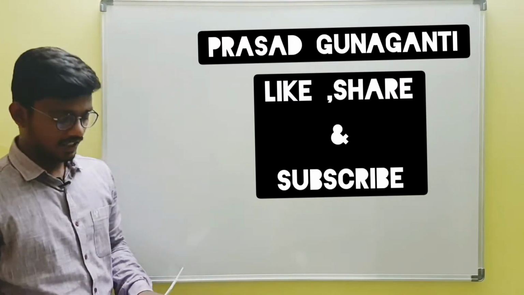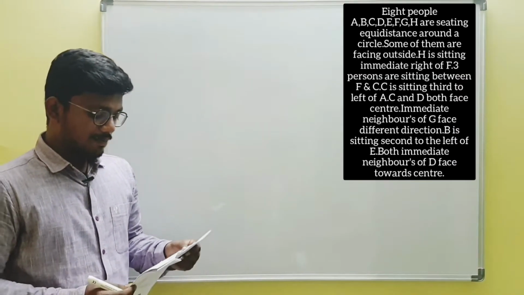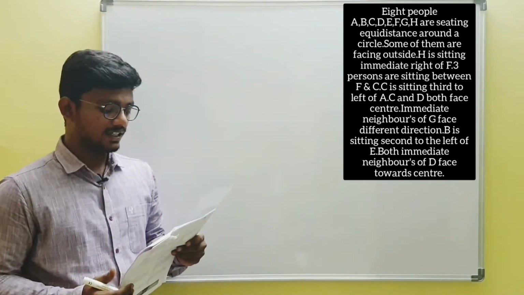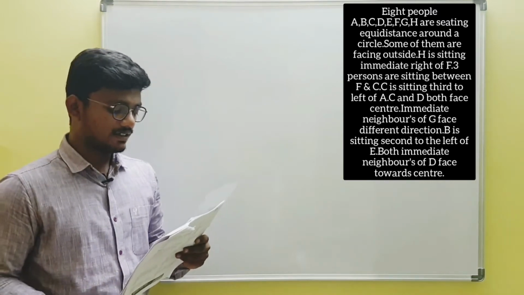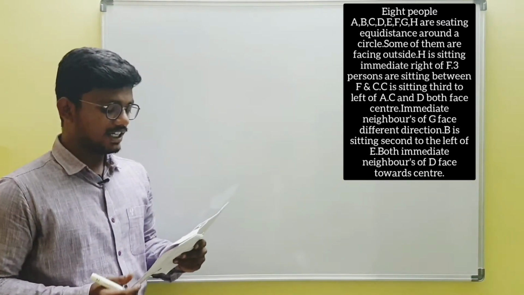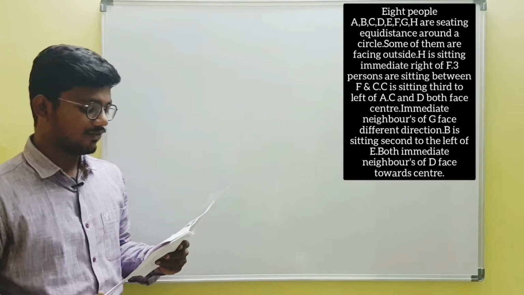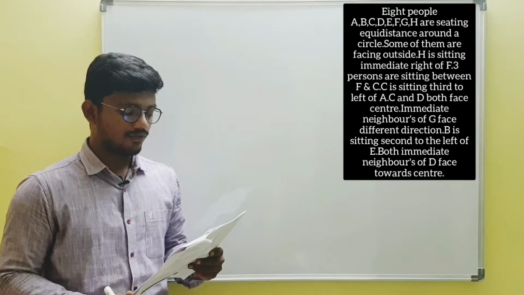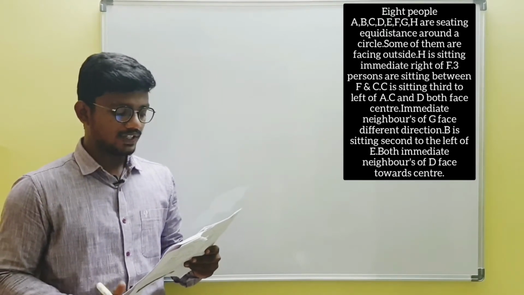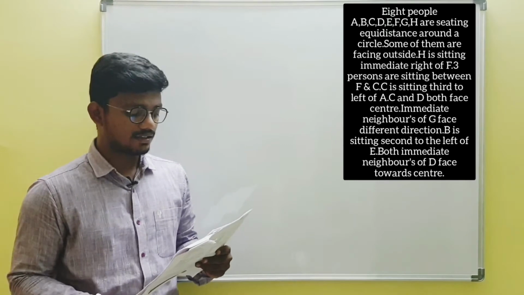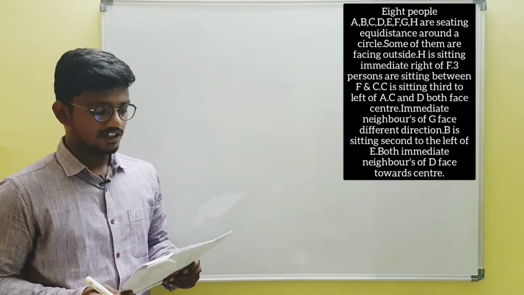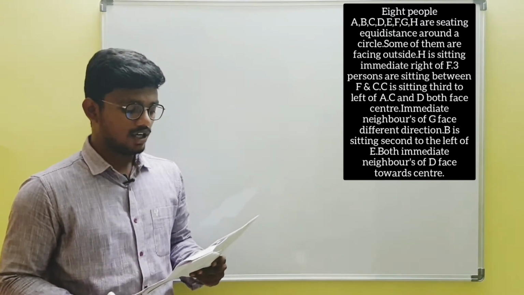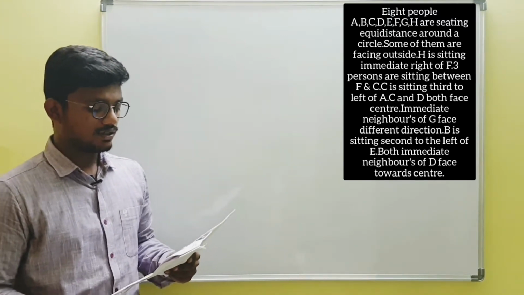Coming to this session, the question is: 8 people A, B, C, D, E, F, G and H are sitting equidistant around a circle. Some of them are facing inside and some are facing outside. H is sitting immediate right of F. 3 persons are sitting between F and C. C is sitting third to the left of A. G is sitting immediate left of A. C and D both face center. Immediate neighbors of G face different directions. B is sitting second to the left of E. Both immediate neighbors of E face the same direction as B. Both immediate neighbors of D face towards center.